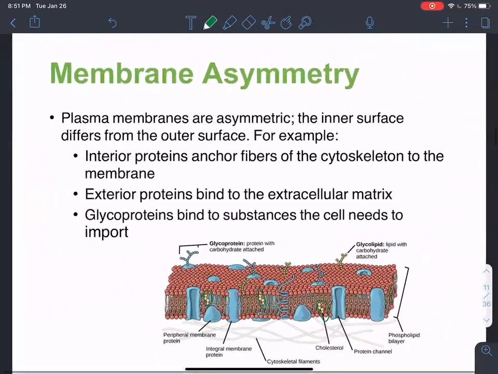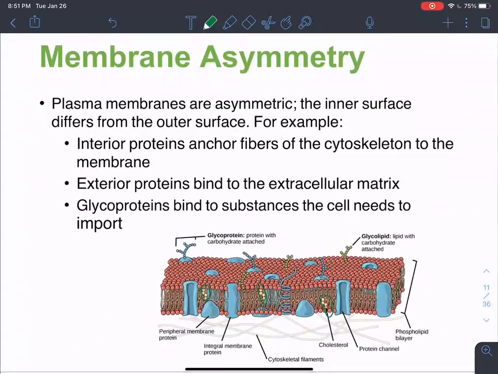All right, so there's going to be an asymmetry to the membrane. Plasma membranes are asymmetric. Their inner surface differs from their outer surface. For example, interior proteins anchor fibers of the cytoskeleton to the membrane. Exterior proteins are going to bind to the extracellular matrix. And then glycoproteins bind to substances the cell needs to import.